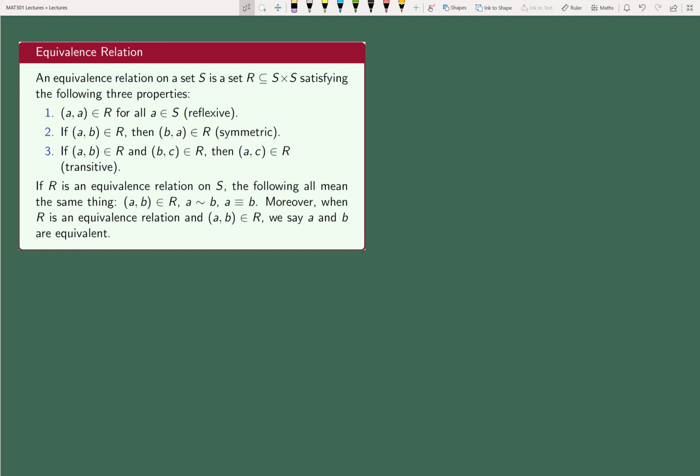Okay, so we know that an equivalence relation on a set has to satisfy three properties. It has to be reflexive, so the elements have to be related to themselves. It has to be symmetric, so A is related to B and B is related to A, and then transitive. So if A is related to B and B is related to C, then A is related to C.